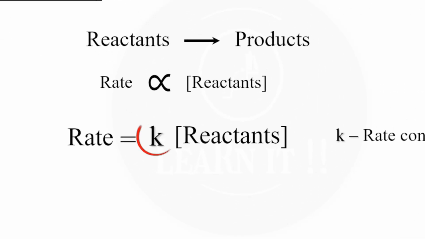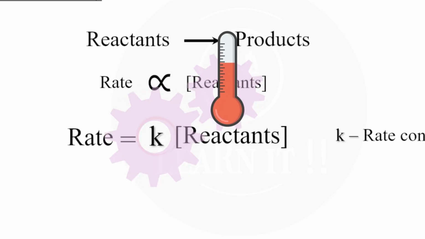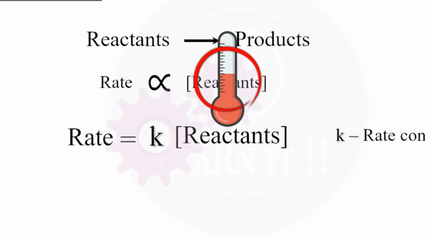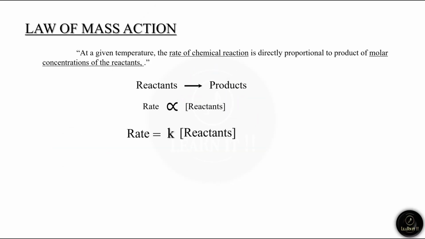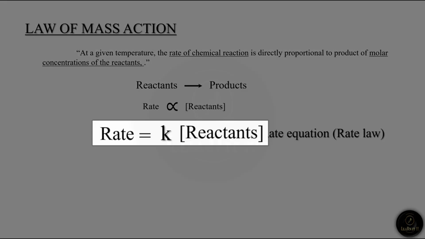The value of K is different for different reactions, and also depends on the temperature. So remember, when temperature changes, the rate constant will change. So which will influence the rate? About this we will discuss in detail in the later part. So this expression is called the rate equation or rate law. Remember, rate law is an expression or equation.